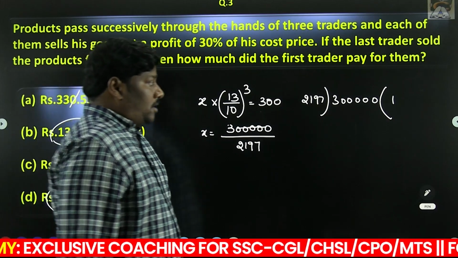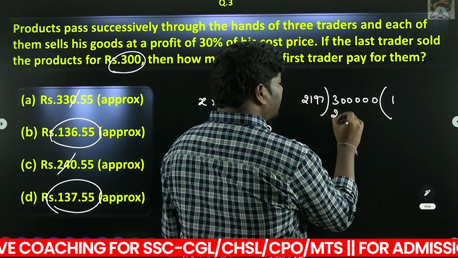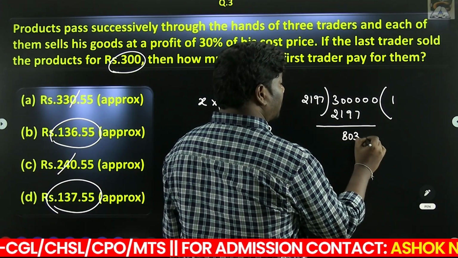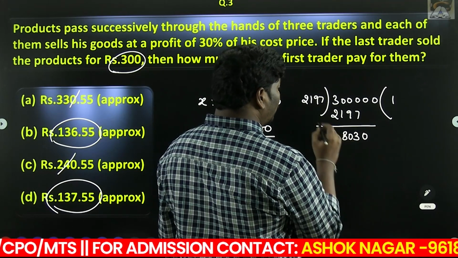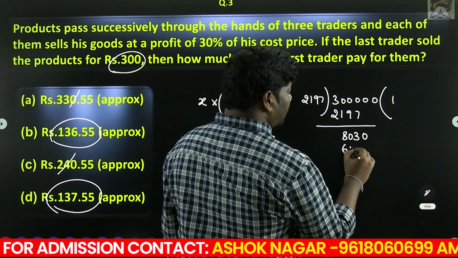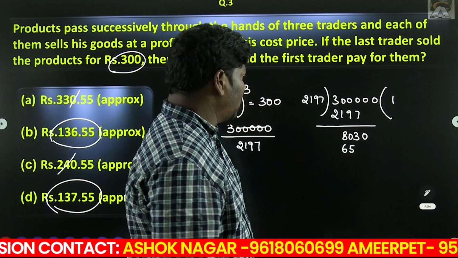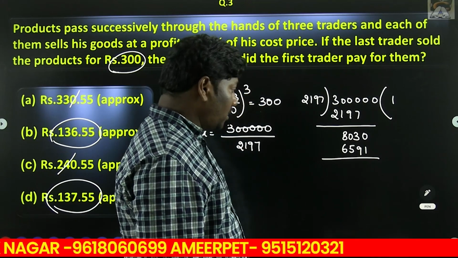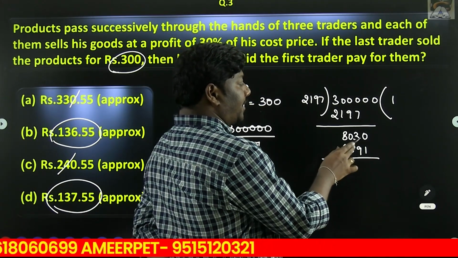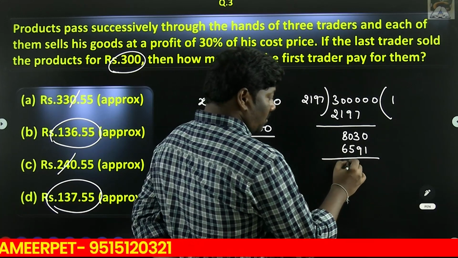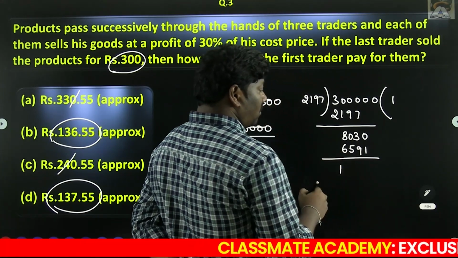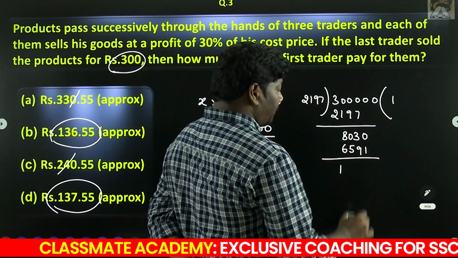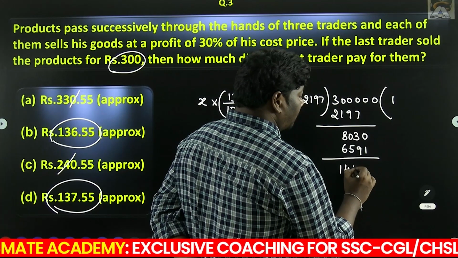Okay. Now you see 2197, 803. I can take it as into 3, that is 6591. Okay. Now look at the difference here. Here 9, here 30. Okay. I'll get it around. How much is the difference here? Here 1409 plus 30. Okay. 1439.